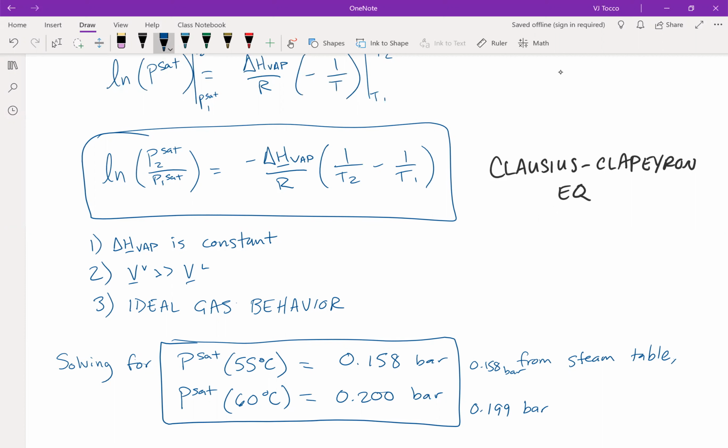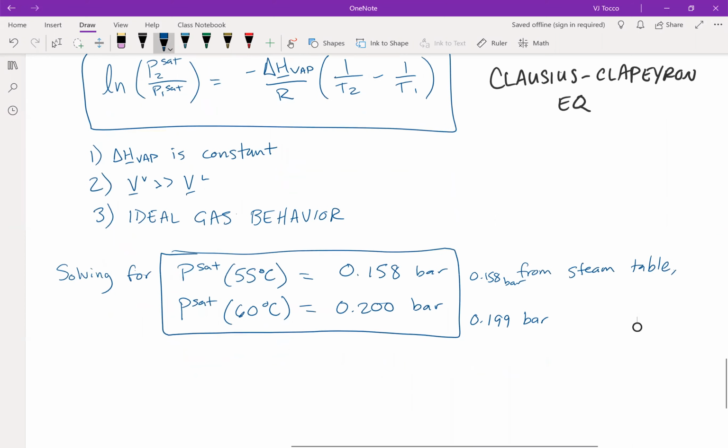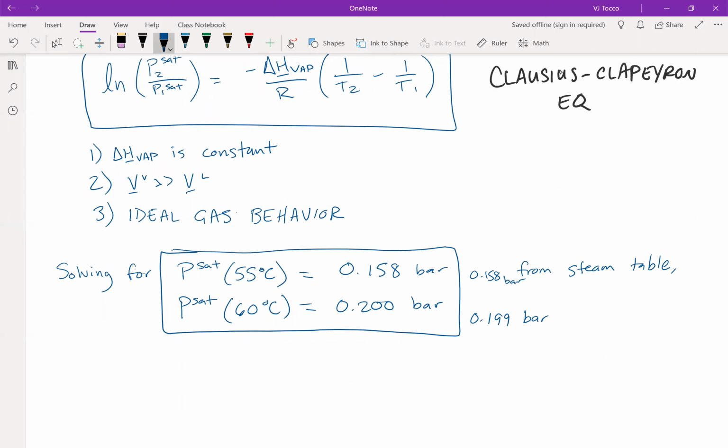This is because my temperature interval is small, such that I could assume that the enthalpy of vaporization was constant. I have low pressures, so that means my ideal gas behavior is a valid assumption. And usually I'll have the assumption that the molar volume of the vapor is much greater than the molar volume of the liquid. However, you should try to solve this problem the same exact way by solving for the saturation pressure of water at 150 C. In other words, have a larger temperature interval where the delta H vaporization assumption breaks down.